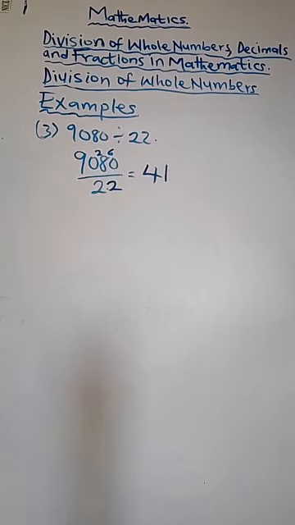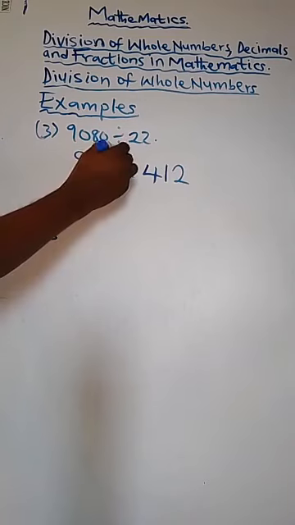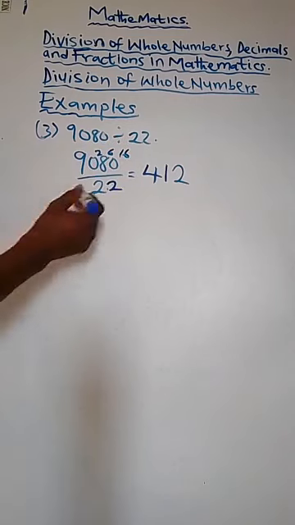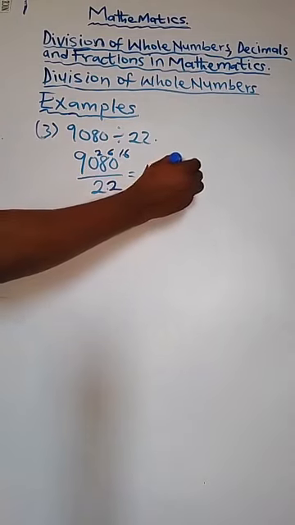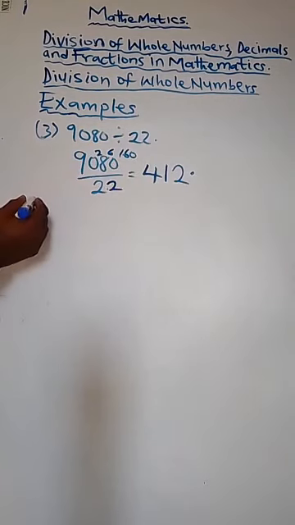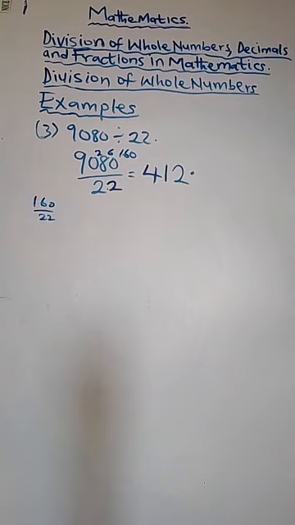This has become 60. Then how many 22 can we see in 60? 2. That is 44. So 60 minus 44 is 16, right? We have 16 left here. Now we ask the question again. How many 22 can we see in 16? It's not possible. Then we place a decimal point here. This decimal point has given us power to add 0 to this. So now we have 160 over 22. How many 22 can we see in 160? We have 7.